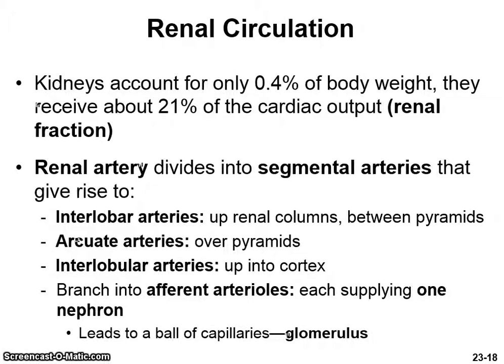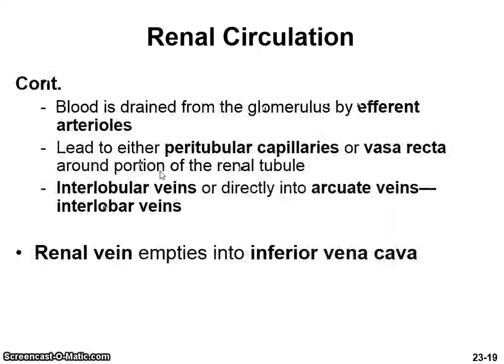So now we are on to renal circulation. Kidneys account for only 0.4% of the body weight. They receive about 21% of the cardiac output, the renal fraction. The total cardiac output is around 5 liters, and the kidneys receive about 21%, in other words, about a liter per minute. The renal artery divides into segmental arteries that give rise to, I think the picture is going to be a whole lot better.